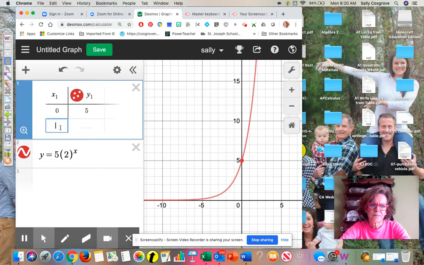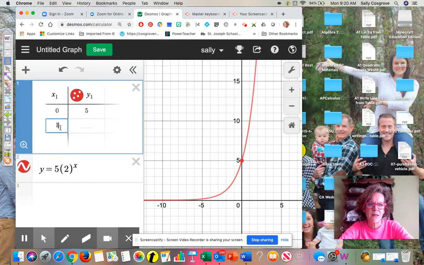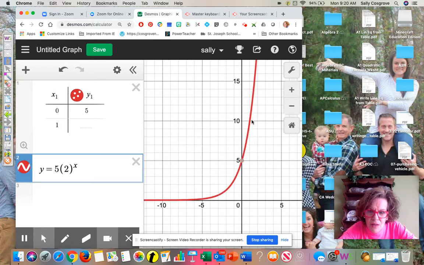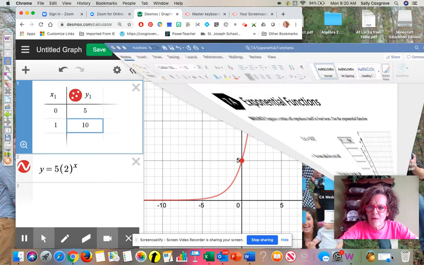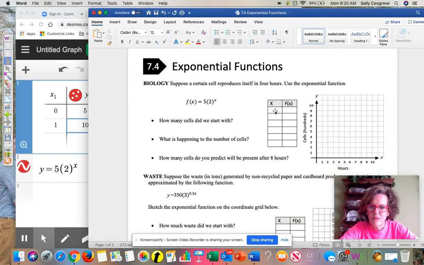So when x is 1, let's see. I think that it is, what do you think? Let's just come and see. What does it say? Looks like what? 10. Okay. Yep, there it is. Okay, so now we could fill in our table a few more times, 0, 1, and we can just go ahead and do 0, 1, 2, 3, 4, 5, except for it looks like pretty quick.